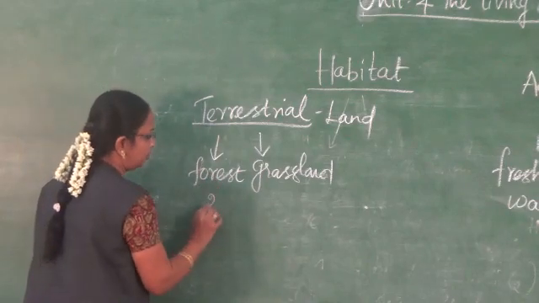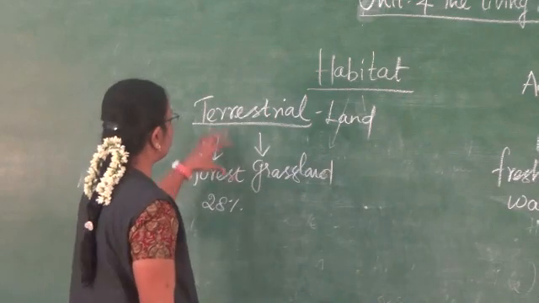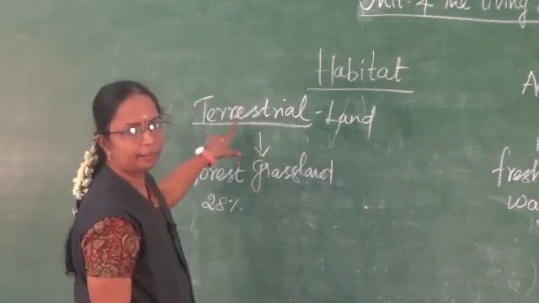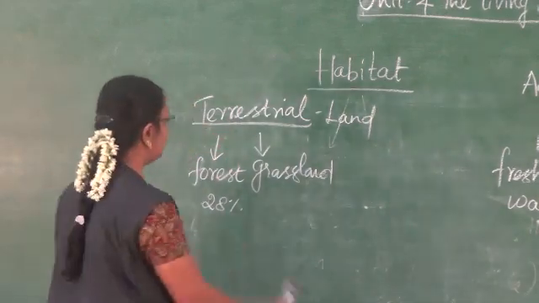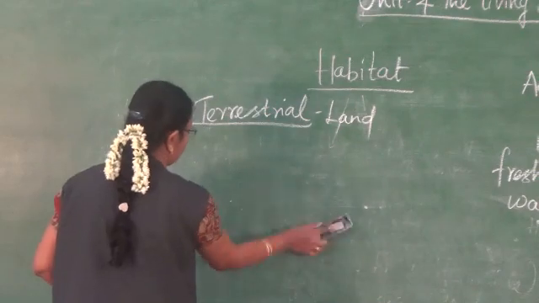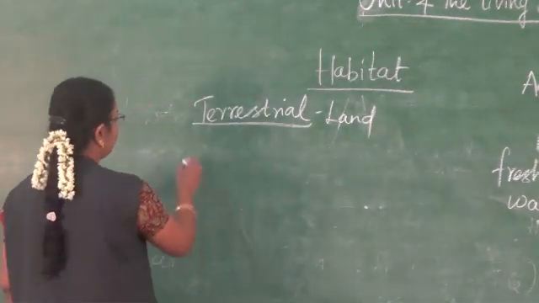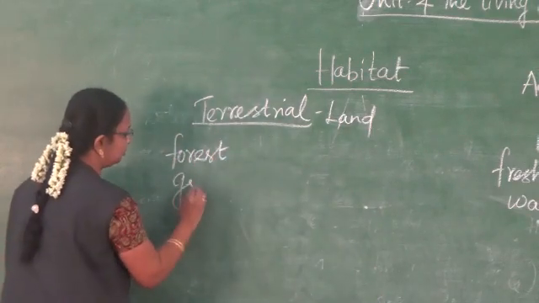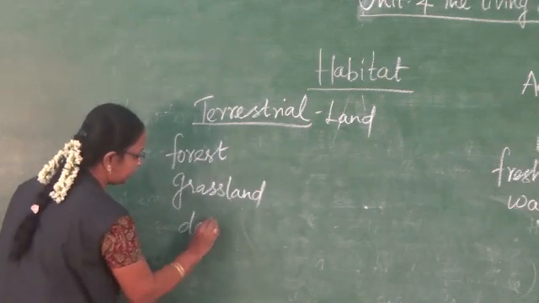So this also confirms that 28% of the planet is occupied by the terrestrial habitat. When we talk about the terrestrial habitat, there are three types: the forest, the grassland and the desert.